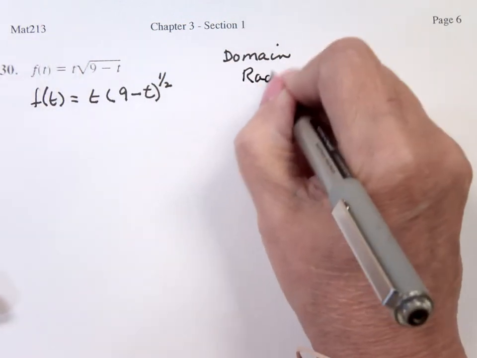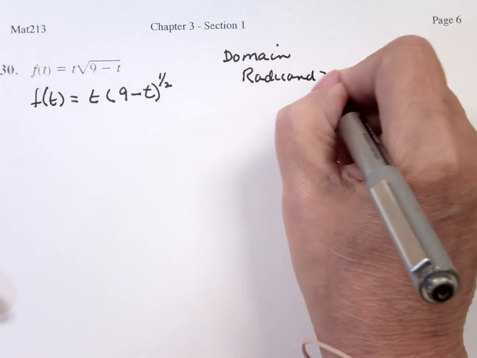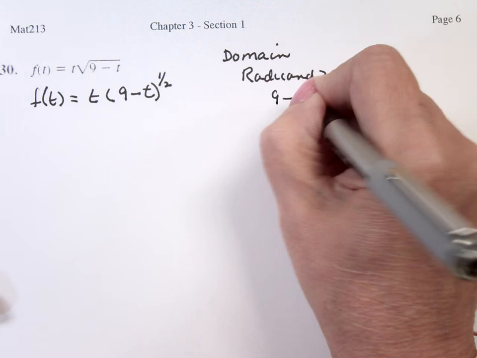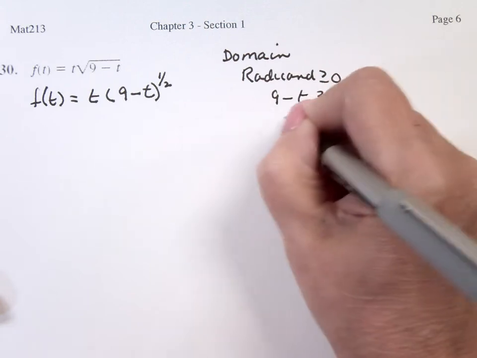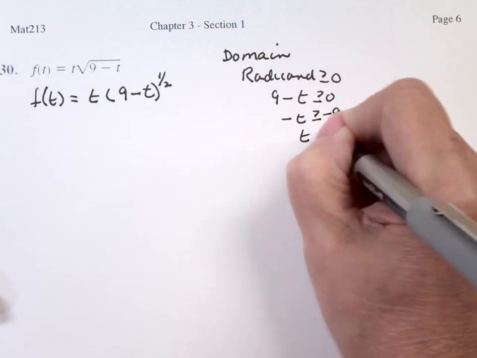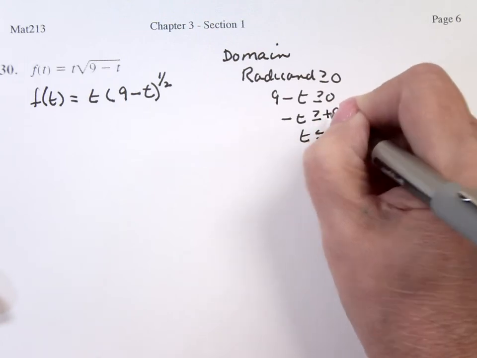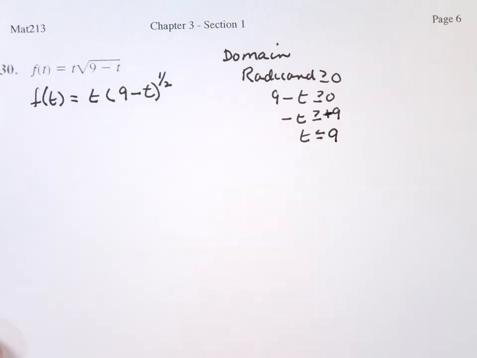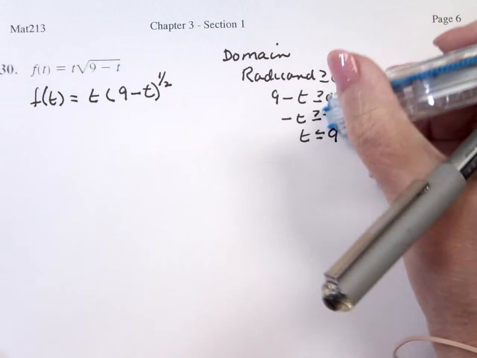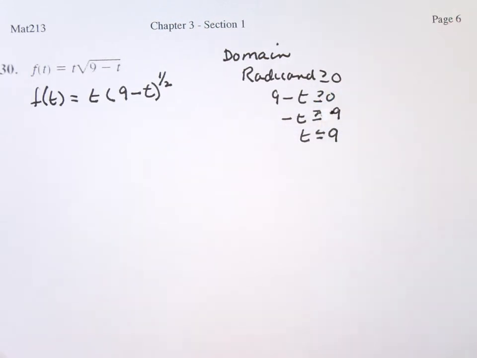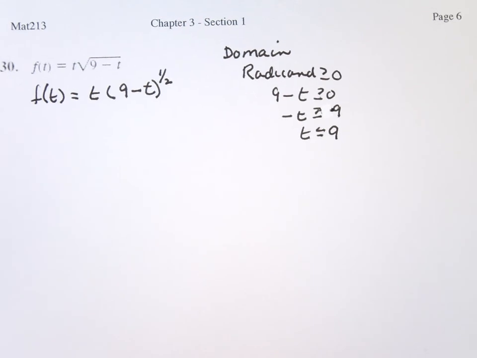The radicand must be greater than or equal to 0. 9 minus t must be greater than or equal to 0. Minus t is greater than or equal to minus 9, or t is less than or equal to, and that should be, yeah, that's a minus, 9. Get rid of that.